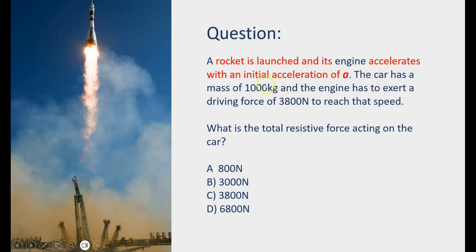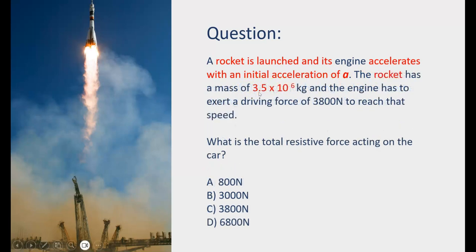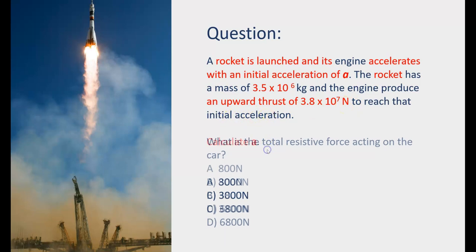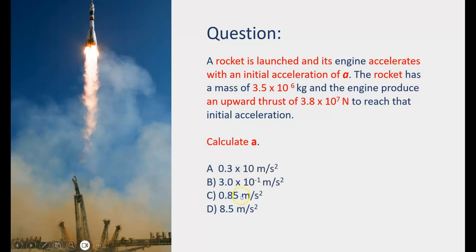Just like the car, the rocket has a mass, and its mass is 3.5 times 10 to the power 6 kilogram. Instead of a driving force, the rocket's engine produces an upward thrust of 3.8 times 10 to the power 7 Newton to reach that initial acceleration. We are to calculate the acceleration A. And these are the multiple choice answers to the questions.